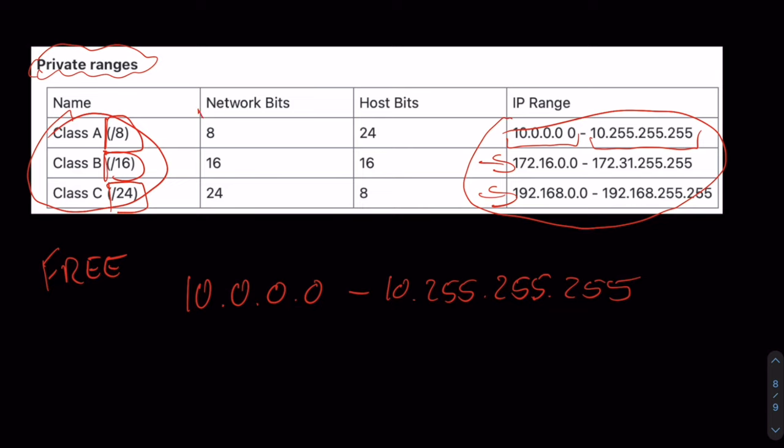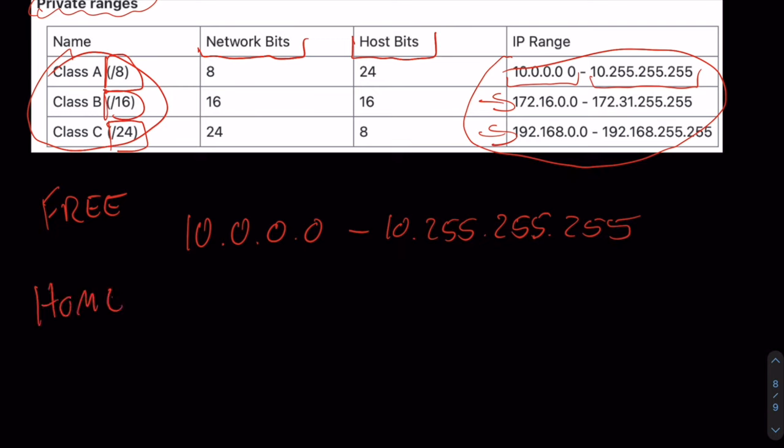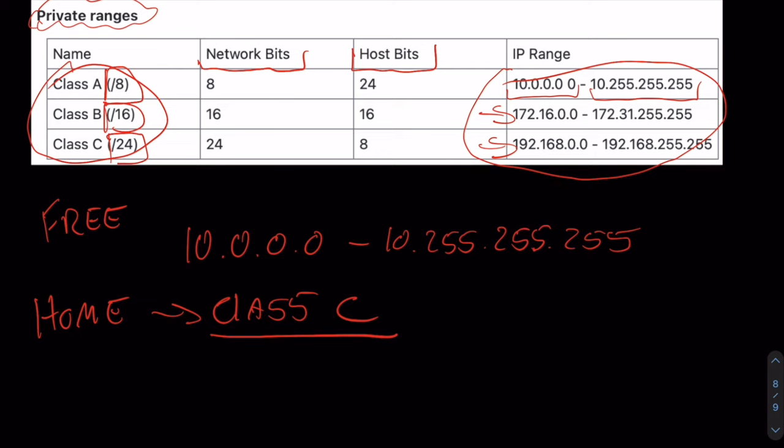And you also know, based on the notation, how many bits are reserved for networks and how many bits are reserved for hosts. For home, I will be using a class C, which is plenty, and like 99.99% of the times, class C is going to be absolutely adequate. Class B and class A are obviously used for bigger organizations, bigger companies, global companies, but that's a whole different type of networking, enterprise networking, which you don't really need to worry about.